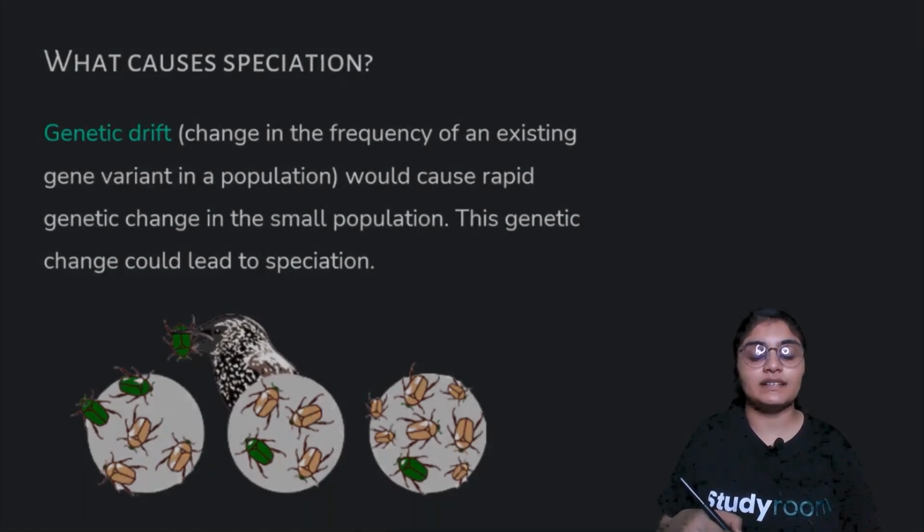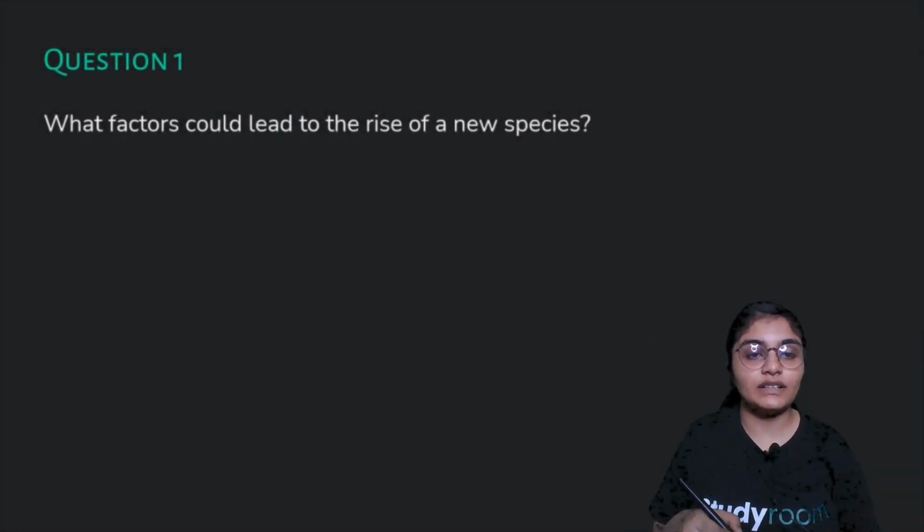Now we'll be discussing the in-text questions. What are the factors that could lead to the rise of a new species? We discussed so many factors. The first factor that we discussed was geographical barrier. The second was reproductive isolation, or geographical isolation we can also say. Next we have natural selection, and then we studied genetic drift. So these were the four factors that could lead to the rise of a new species.